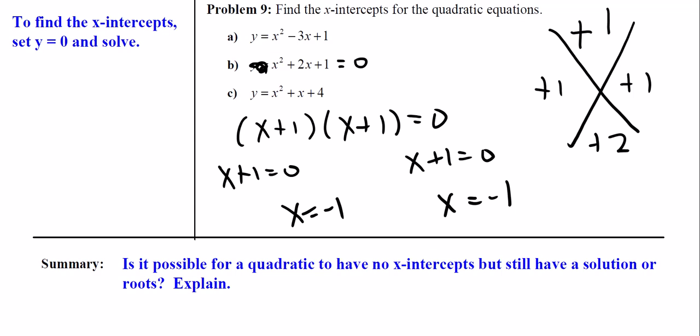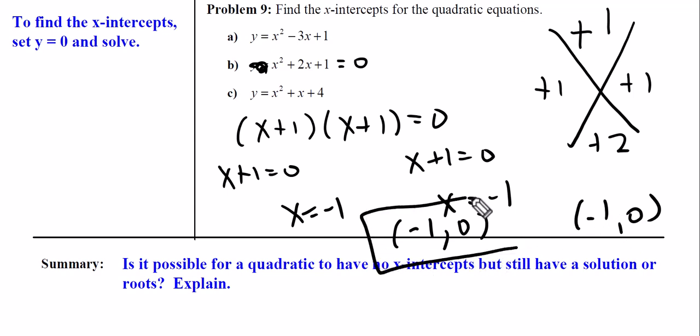So as far as the x-intercepts are concerned, we would say (negative 1, 0) and (negative 1, 0), but it's the same exact point. So really, I don't need to write them both out. The answer is just one answer. And again, if I would refer you back to problem 7 part B, which is the same quadratic, in that case, we predicted there would be one x-intercept, and here it is.